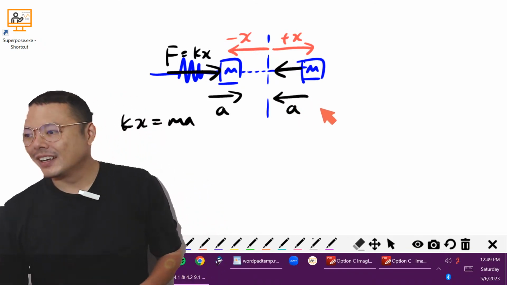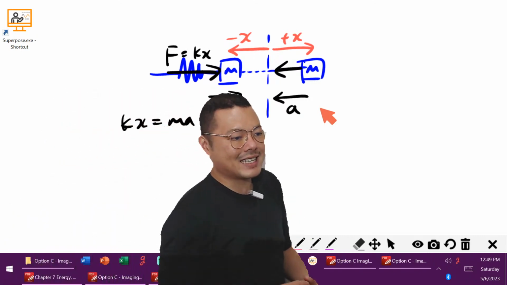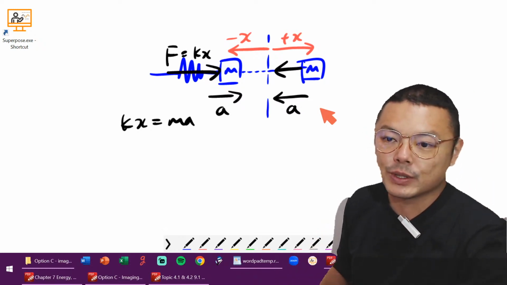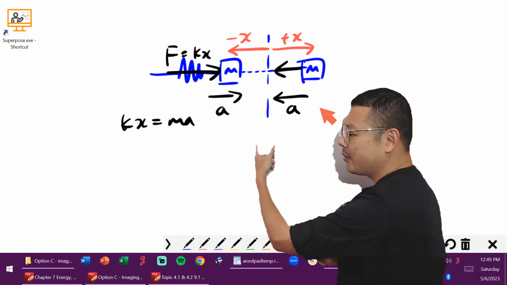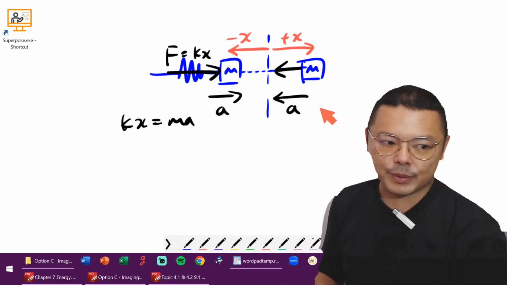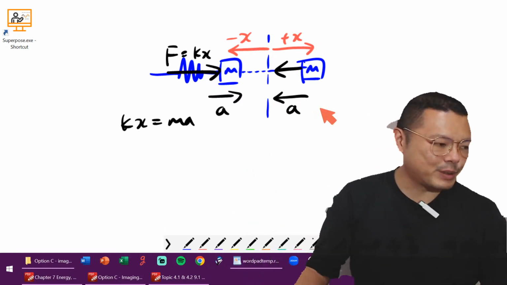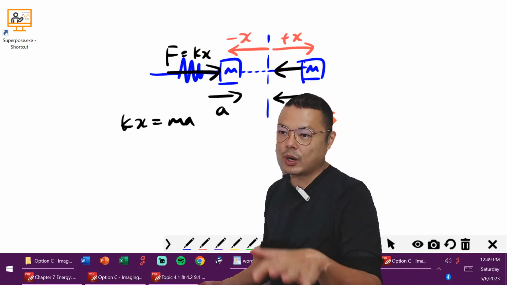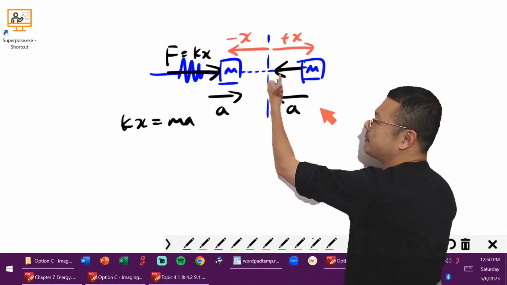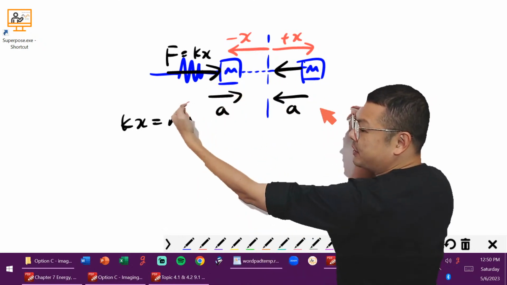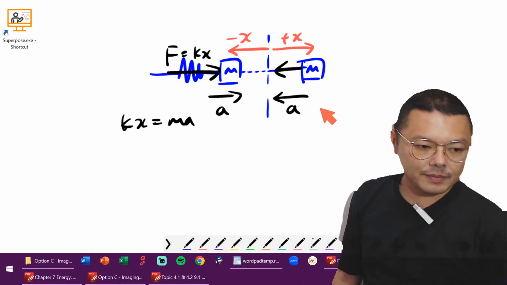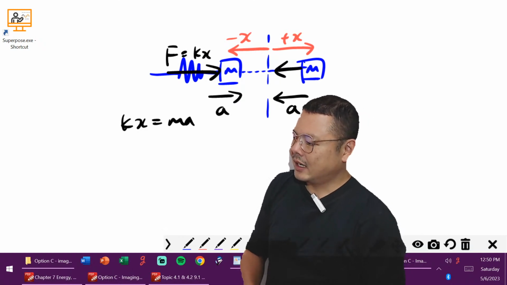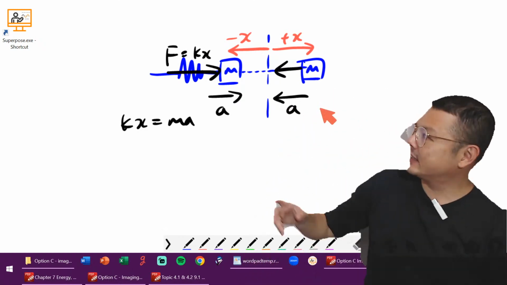Okay, so one of the ways that some teachers like to teach this is to tell students to always remember that acceleration is always pointing towards equilibrium. Displacement could be positive or negative, but acceleration is always pointing towards equilibrium, right? Good.